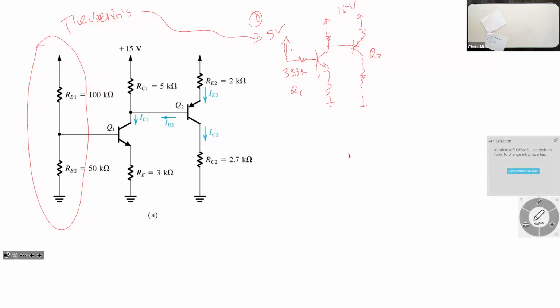Cannot change the color, for whatever reason. Let me see if we can do this. No.